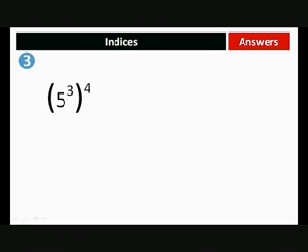Question 3 was to simplify 5 to the power of 3, all to the power of 4. Now, when we have one power raised to another power, the rule is to multiply the powers. So that's the same as 5 to the power of 3 times 4, or 5 to the power of 12.